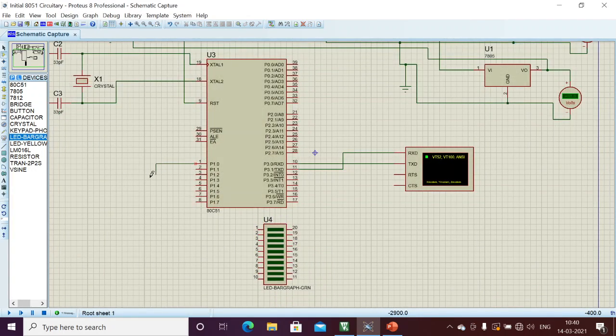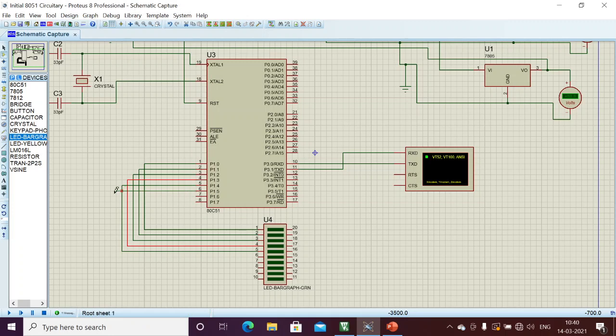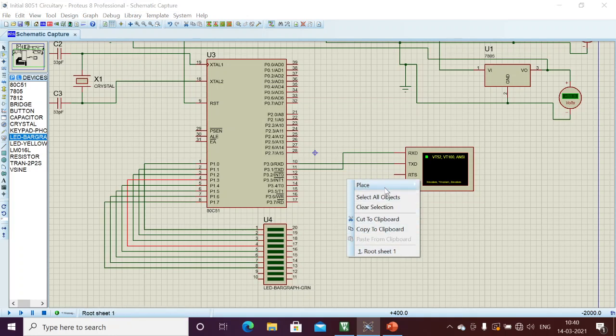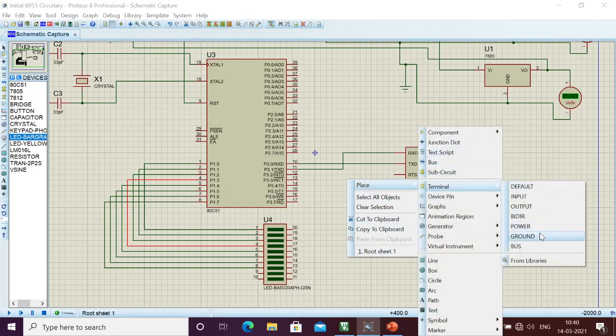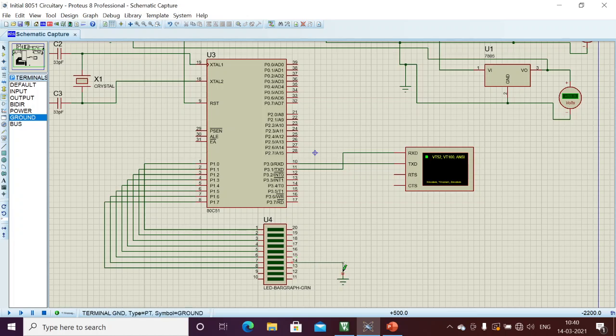Here I am connecting port 1: port 1.0, port 1.1, port 1.2, port 1.3, port 1.4, port 1.5, port 1.6, port 1.7. Next, the right side completely we can connect to the ground terminal, and in a similar way we can connect to the grounds.